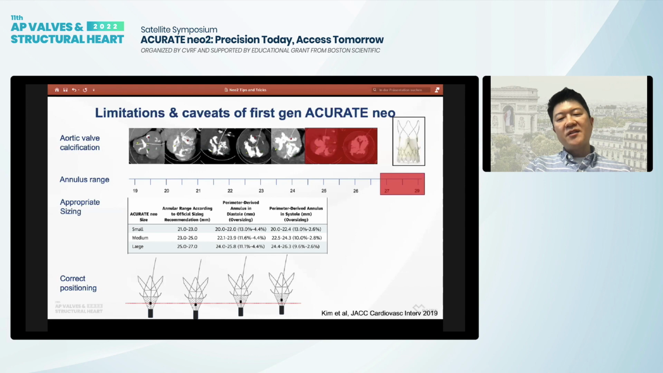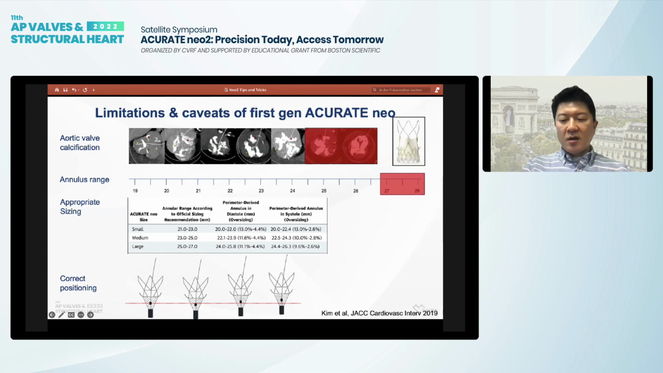And as I showed you, sizing is really critical to achieve good outcomes, and usually we need a little bit more oversizing. So for example, this is the official sizing recommendation. If you have a perimeter-derived annulus of 22.5 or 6, the official sizing recommendation would be to implant a small size, or a 23 millimeter ACURATE neo or ACURATE neo2. Early in our experience we found that in order to reduce the risk of PVL, it's better to choose an M instead of an S. And it's the same for these borderline sizes, 24.7 millimeters. If you have no experience with the ACURATE neo, you would probably choose an M, and clinical experience has shown that in these cases upsizing to L probably leads to better outcomes.